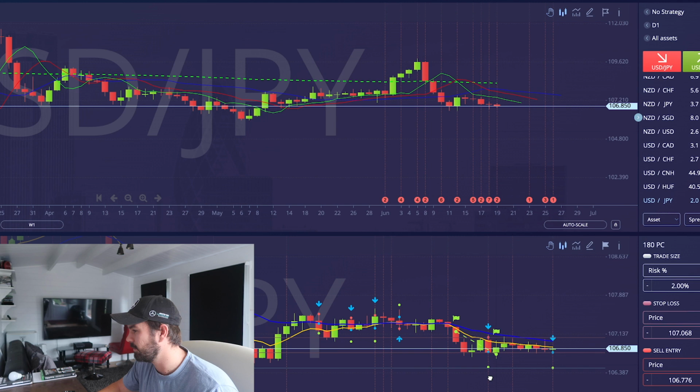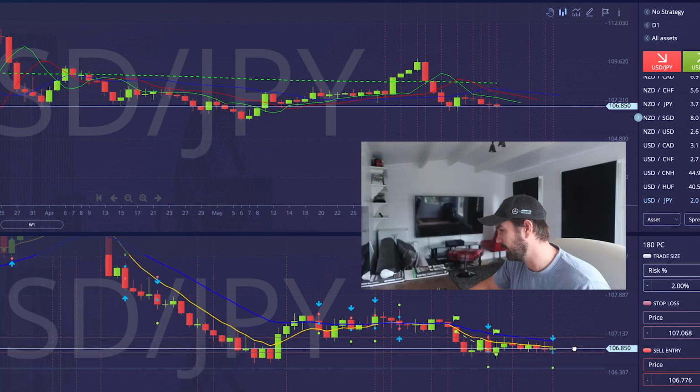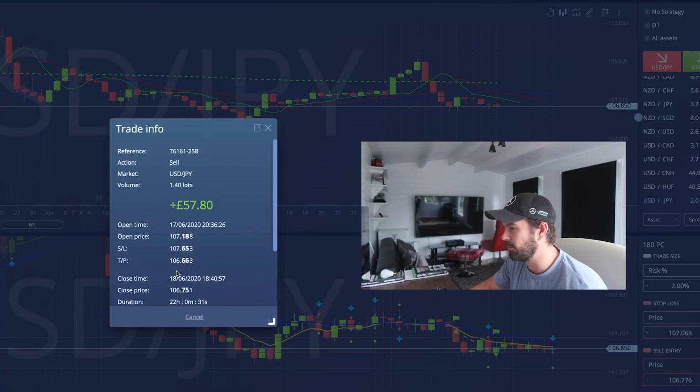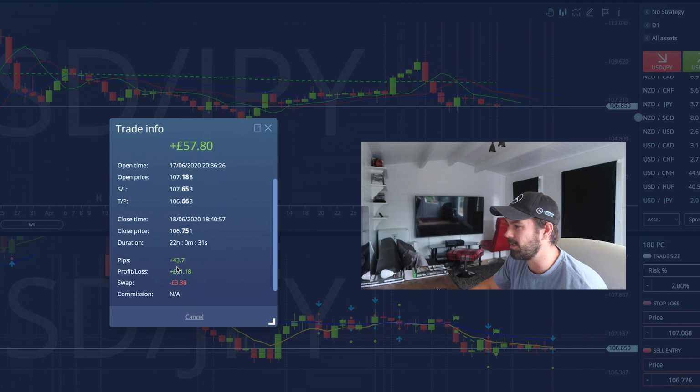These last 2 are potential, but if you look up here, it's crossed again, so you wouldn't do that. But this one, it would. Obviously, I did this trade before. I made £57 in 22 hours.